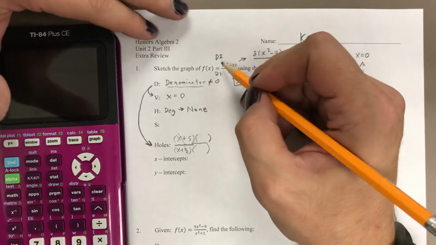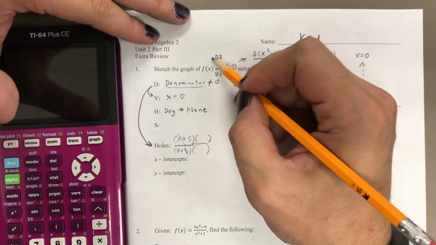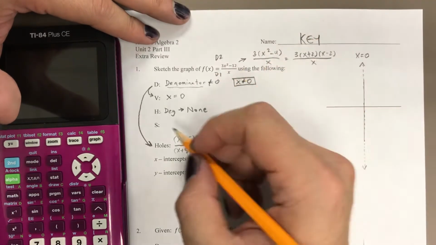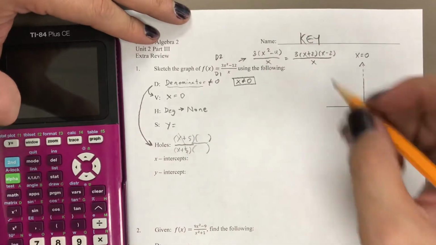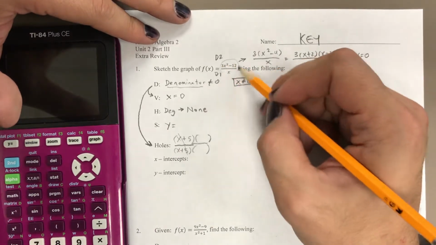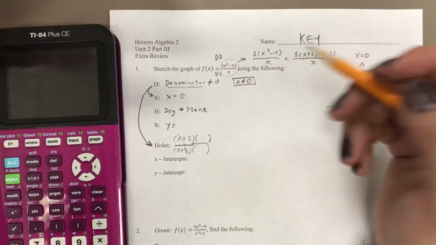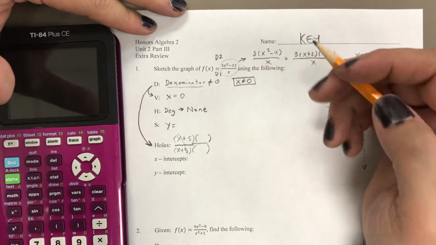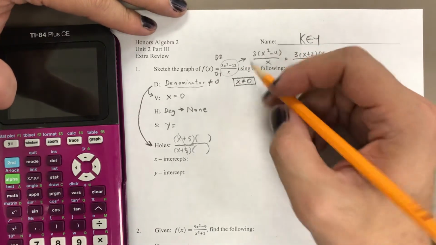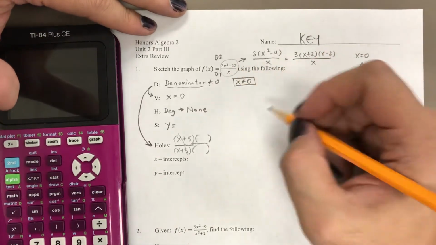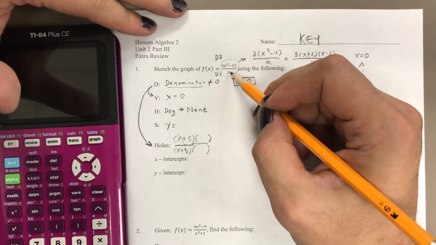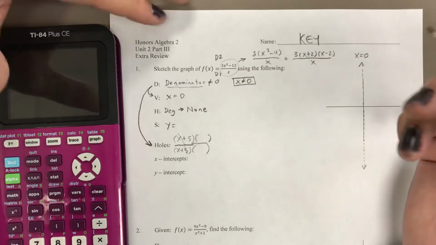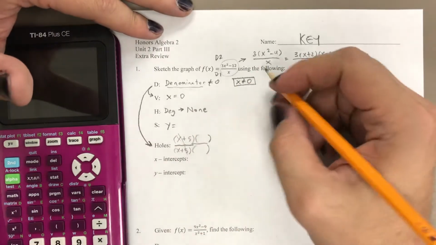However, since there's a difference of 1 between them, in other words, there's 1 more in the top than there is in the bottom, we will have a slant asymptote. So here's how you find a slant asymptote. All you need to do is what the rational function asks you to do, and that's to divide this out. So we're going to divide 3x squared minus 12 by x and see what linear equation we get as a result.